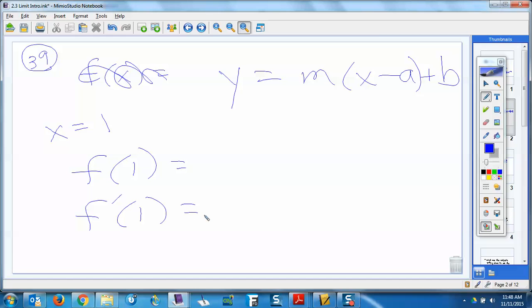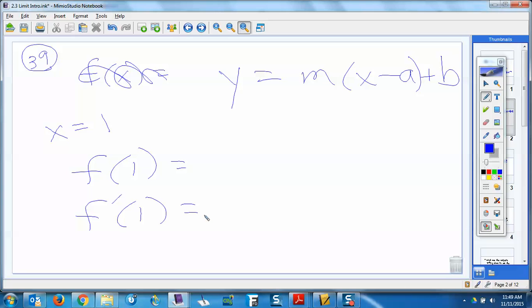When you get a tangent line problem, just write that right there, right? Because aren't those the two things we need? We need the point at 1, and we need the slope at 1. Well, that's f, and that's f prime, right? So, what's f of 1?